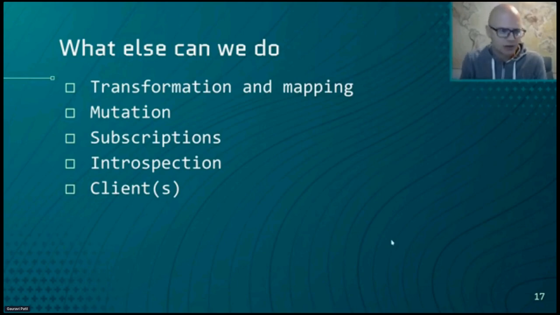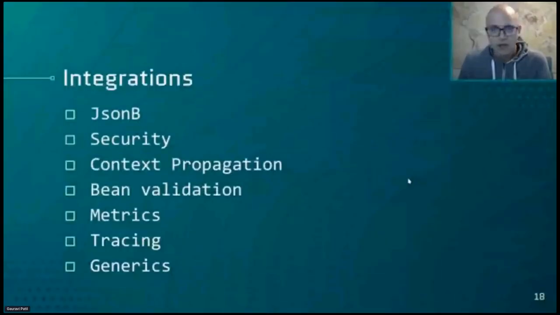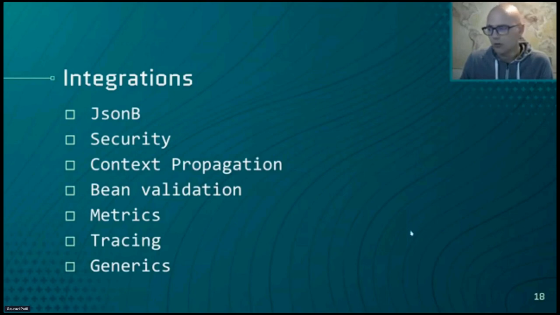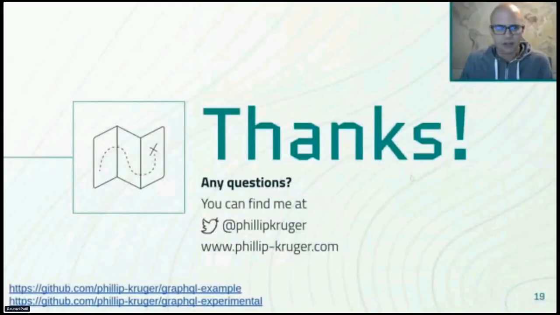And then we also have clients in Quarkus and soon in the spec. And they are very similar to the JAX-RS client. And the TypeSafe one is very similar to the REST client, the MicroProfile REST client. We have integration into JSON-B, into security, into context propagation, into bean validation, into metrics and tracing and generics. So it works well with all the other related specs. And that's it. I think it's now time for questions.